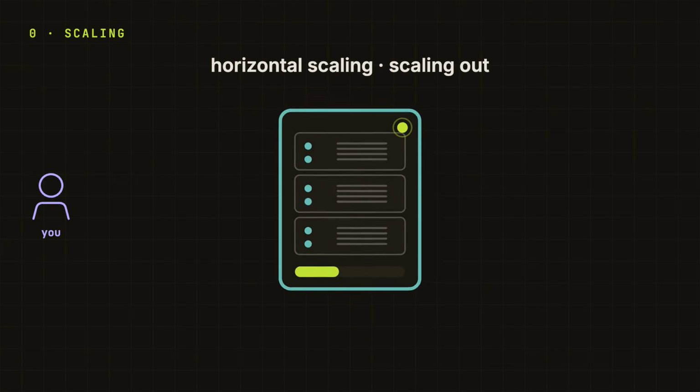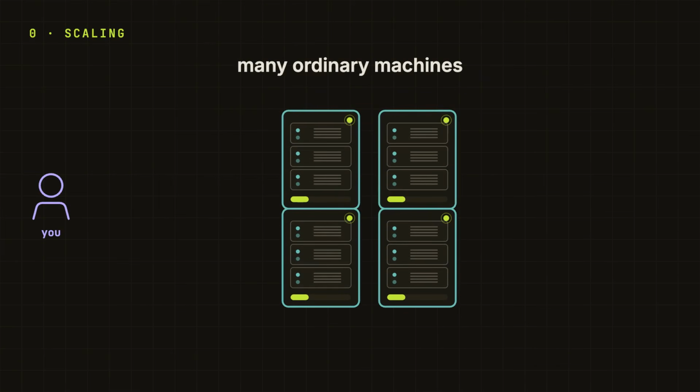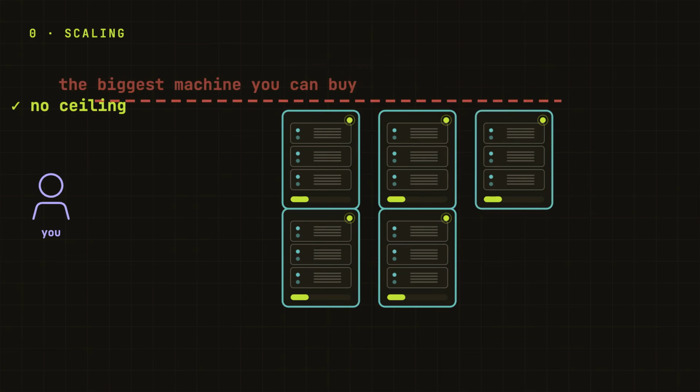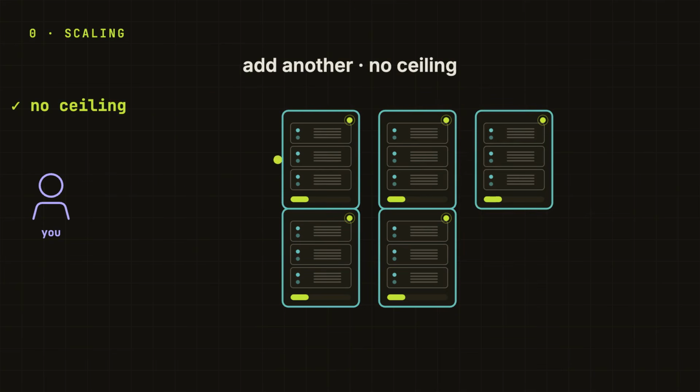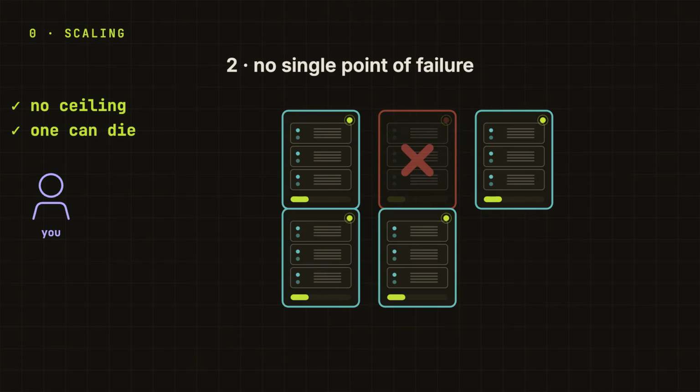Instead of one bigger machine, you run many ordinary machines, all doing the same job, sharing the load between them. And this is powerful for two reasons. One, there is basically no ceiling. You need more capacity, you add more machines. And two, there is no single point of failure at the app server layer. If one machine dies, the others keep serving, and users do not even notice.